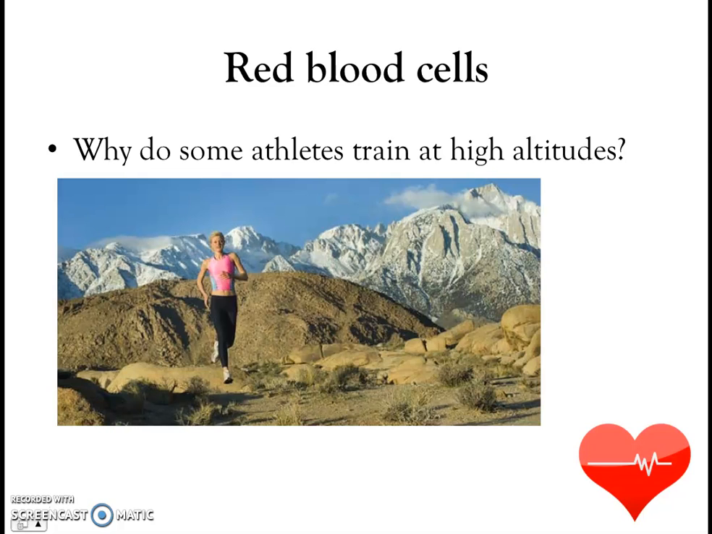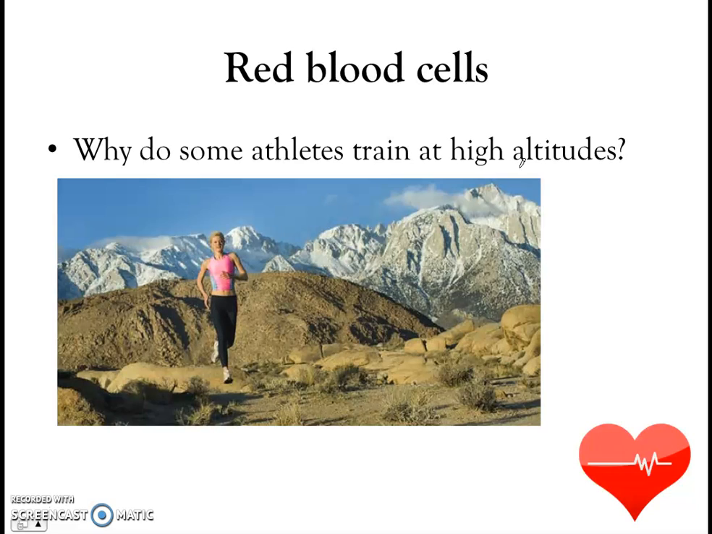For example, have you ever heard of high altitude training? Some athletes actually train at very high altitudes. They go running at very high altitudes on mountains and all. Now, why do they do that? Now, the answer is related to something else.